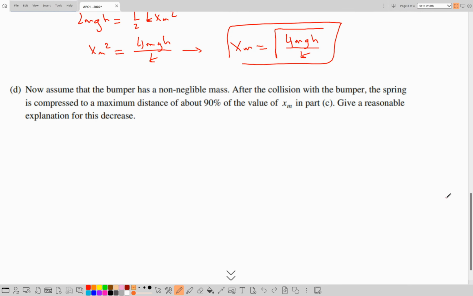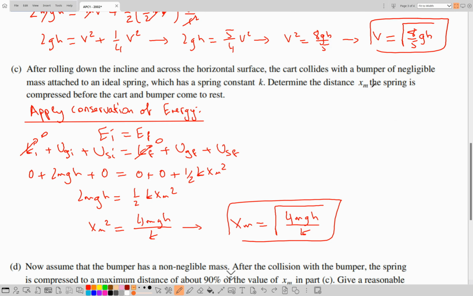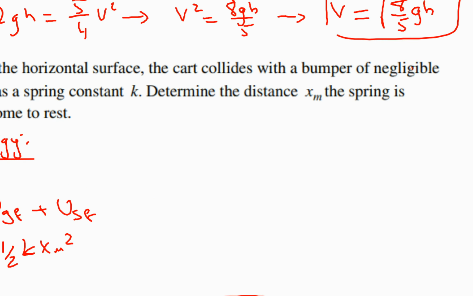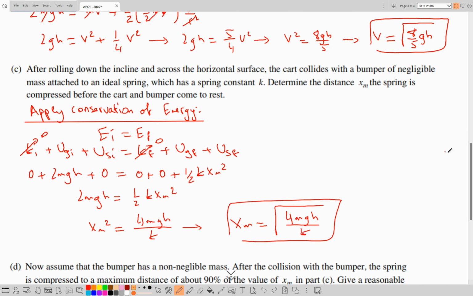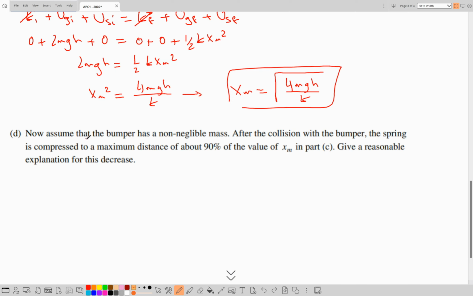Now assume that the bumper has non-negligible mass. Now here notice carefully, if you refer to the previous part, they have provided for us a given which is very important, a bumper of negligible mass. Why this is important, we will discuss in part D. Again, now our assumption would change, and the bumper has a non-negligible mass. After the collision with the bumper, the spring is compressed to a maximum distance of about 90% of the value of xm in part C.